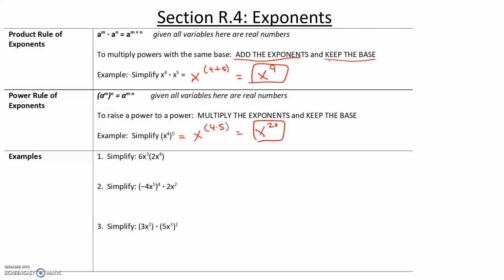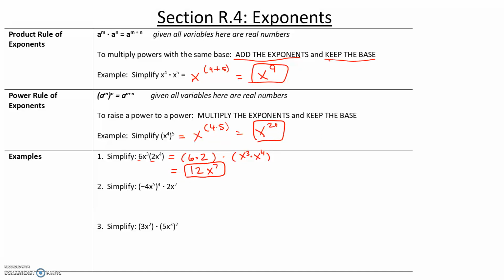Okay, here's some examples. Let's simplify 6x cubed times 2x to the fourth. The way I usually do this is I put similar terms in one parenthesis. So we'll have a 6 and a 2. I'm going to put 6 times 2 in one parenthesis and the x cubed times x to the fourth in the second parenthesis. 6 times 2 is 12. When you have x cubed times x to the fourth, if you multiply the same base, we add the powers and keep the base. So this gives us 12x to the seventh power.